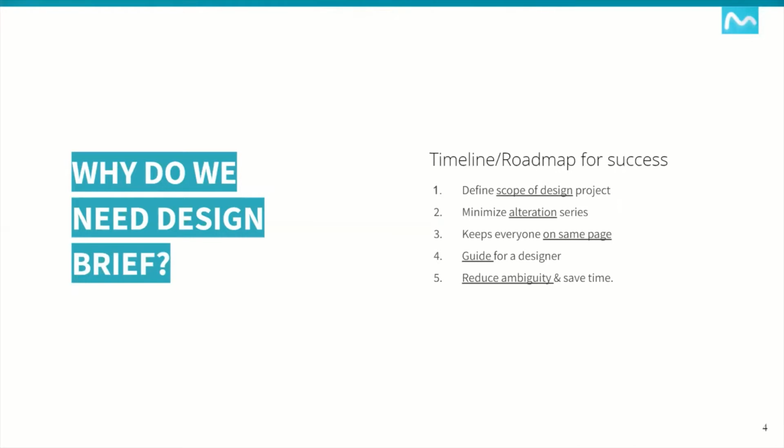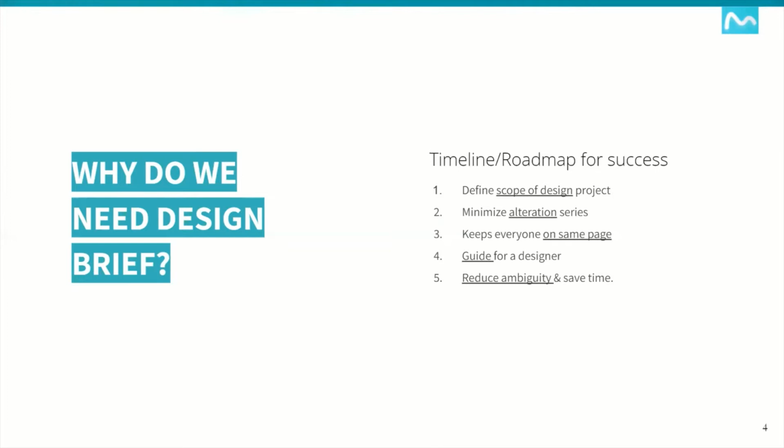This cycle goes on if there is no written document in your hand to validate the information. Third is keep everyone on the same page. Again, it's the same as the above point. If everything is written on a piece of paper, the client knows what they are expecting from a designer, and the designer also knows what is expected from him or her on the design side. So it's a clear expectation, and both will work together to achieve the ultimate objective.